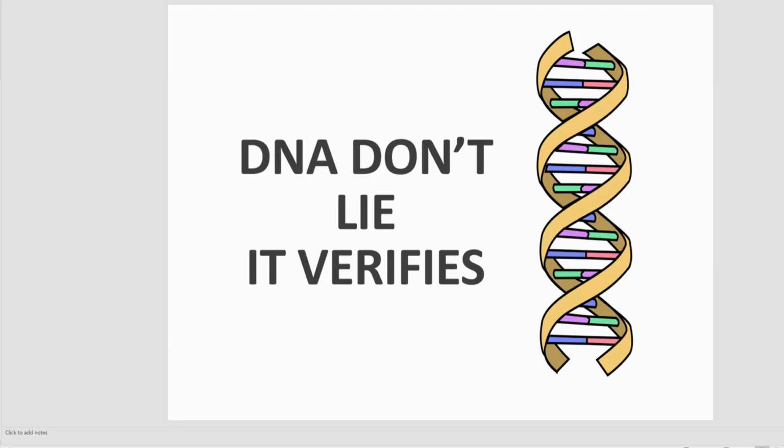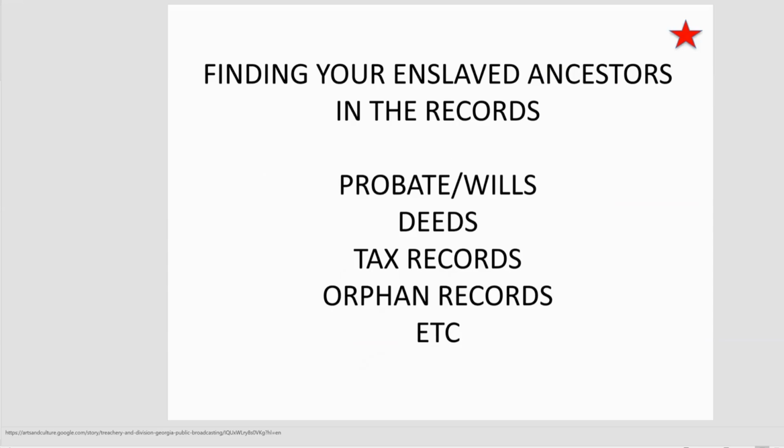This is the part where we now have the DNA matches, but we're trying to figure out our connections. And this is the Native American line. So that means finding your enslaved ancestors in records: probates, wills, deeds, tax records, orphan records, etc.